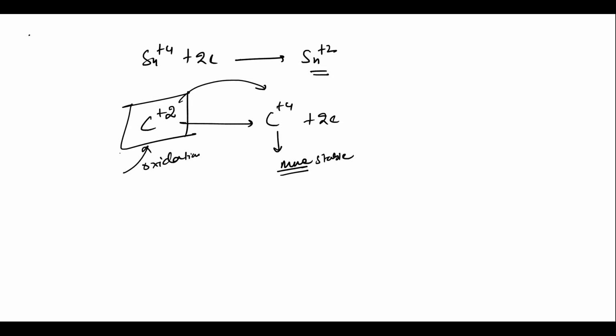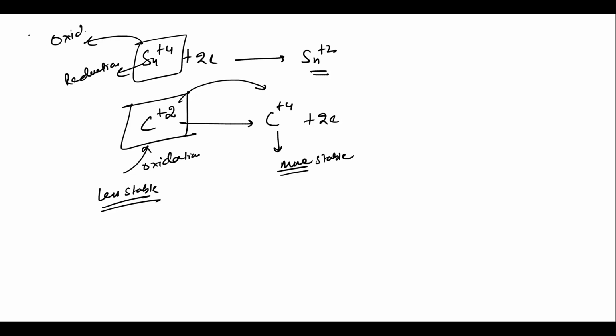Why? Because it is more stable, and the other is less stable. But in the case of tin, here the reduction is taking place. If someone is getting reduced, then it is acting as an oxidizing agent. And where oxidation is taking place, it is acting as a reducing agent.